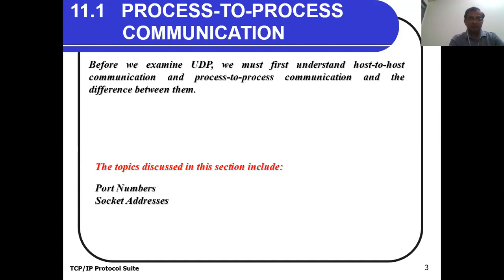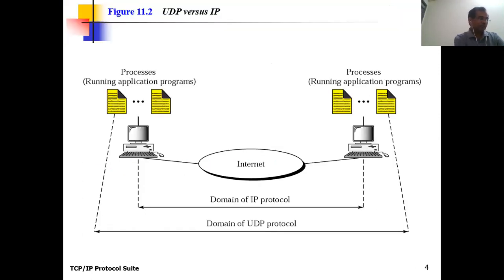If you look at this figure, it shows the domains of IP and UDP. To go into the details of this, as we have just discussed, the IP protocol is host-to-host, and then the UDP protocol, with the help of port numbers, is process-to-process. So what is this port number all about?